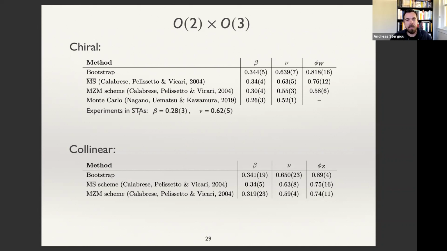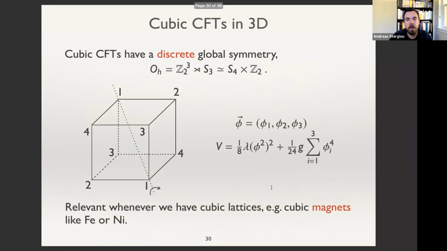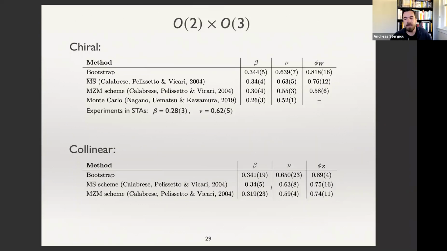And the experiments in these STAs, you can find these results in the big review by Pelliceto and Vicari if you're interested. There are various tables in there with explicit references to the experiments. For the chiral and the collinear fixed points, we found these numbers. Sometimes the agreement between the theoretical methods is good, sometimes not so good, but this is what it is. Okay, so this is all I had to say about these STAs.